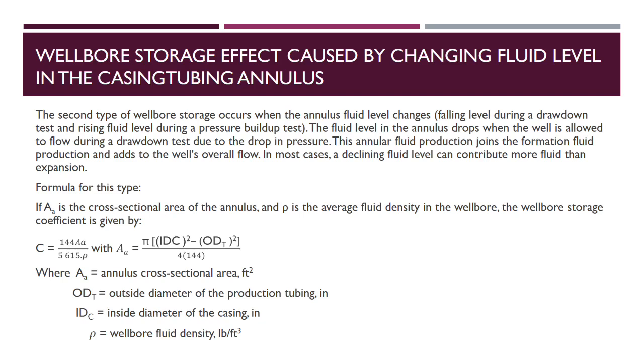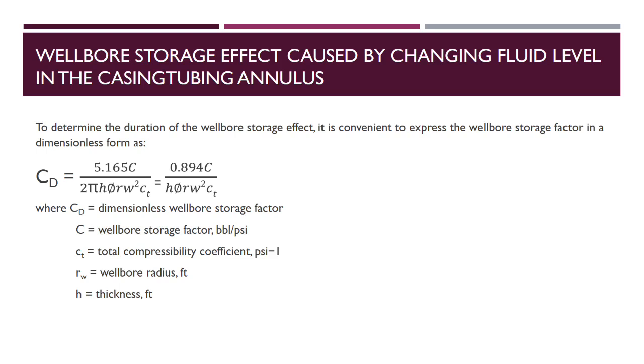Formula for this type: if A sub A is the cross-sectional area of the annulus, and rho is the average fluid density in the wellbore, the wellbore storage coefficient is given by C is equal to 144 A sub A over 5.615 times rho, with A sub A equal to pi times the quantity ID sub C squared minus OD sub T squared over 4 times 144, where A sub A is equal to annulus cross-sectional area, OD sub T is the outside diameter of the production tubing, ID sub C is the inside diameter of the casing, and rho is the wellbore fluid density. This is the wellbore storage effect caused by changing fluid level in the casing-tubing annulus.